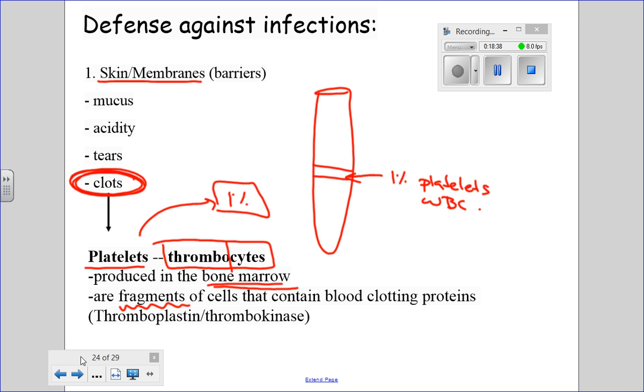Platelets, because they are fragments, are very, very small. So if I were to compare them to a red blood cell, they're teeny tiny. They're just a tiny little piece, tiny little fragment of a cell.